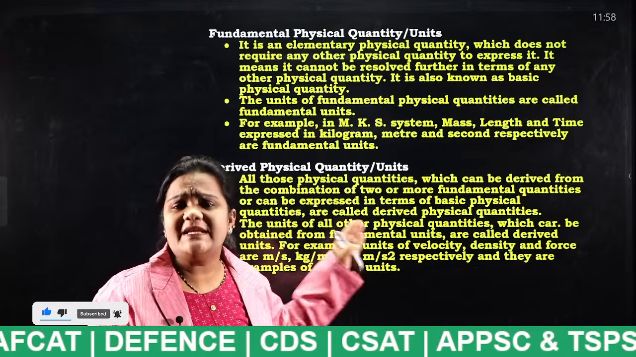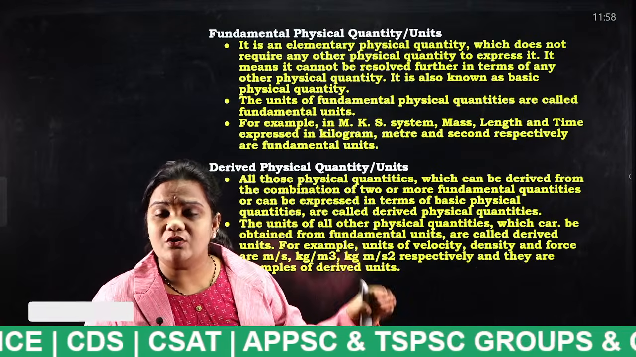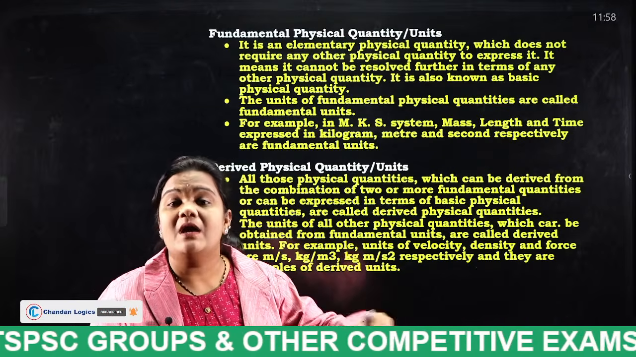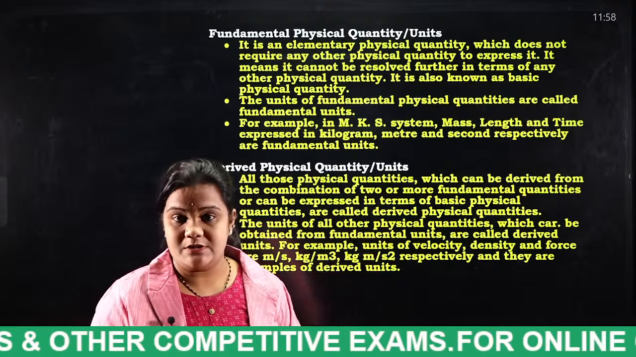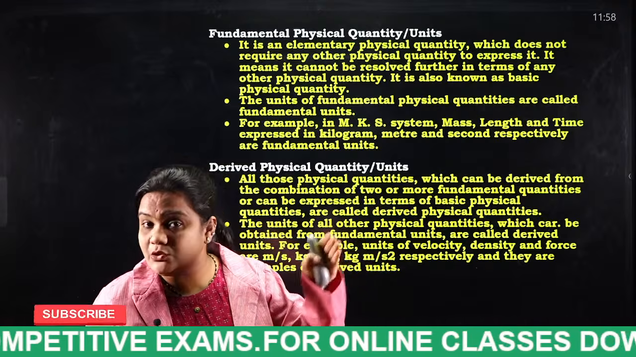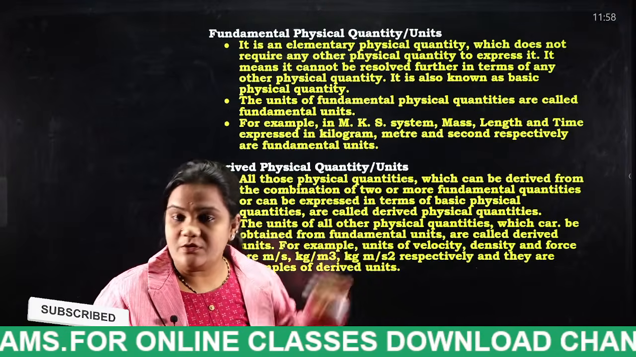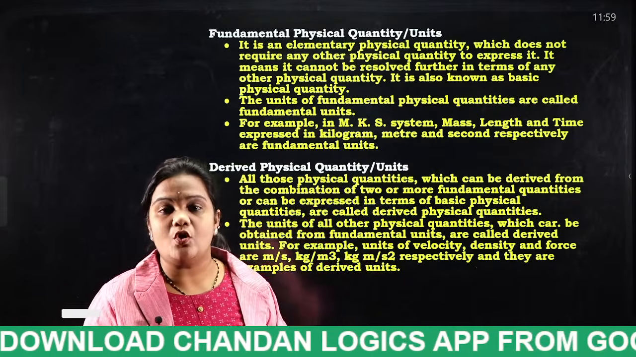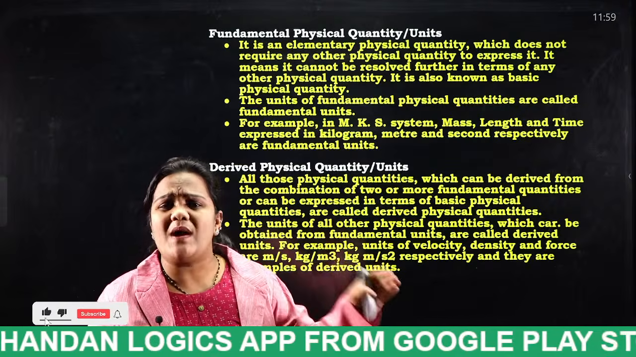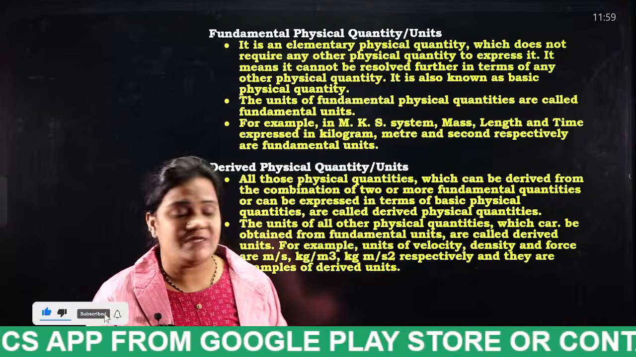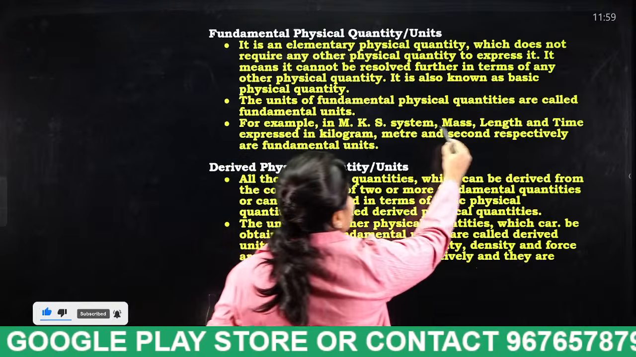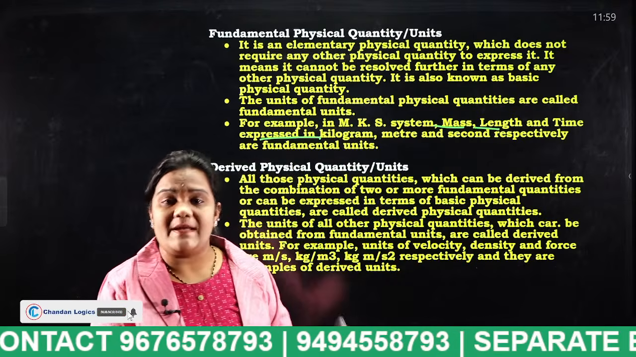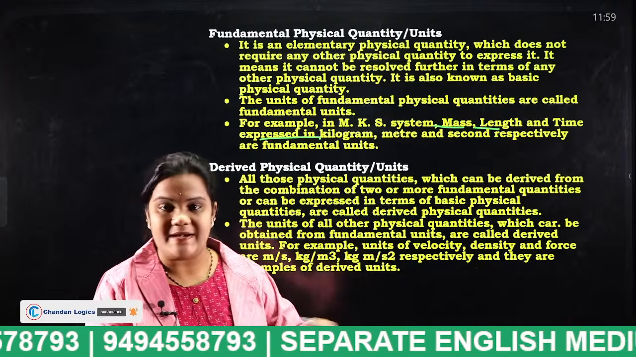So, what are derived units? These derived units are derived from the fundamental units. Two or more fundamental units give us derived units. That is the difference between a fundamental unit and a derived unit. You all know about this. So, what are examples of fundamental quantities? Like mass, length and time. These are the fundamental physical quantities.